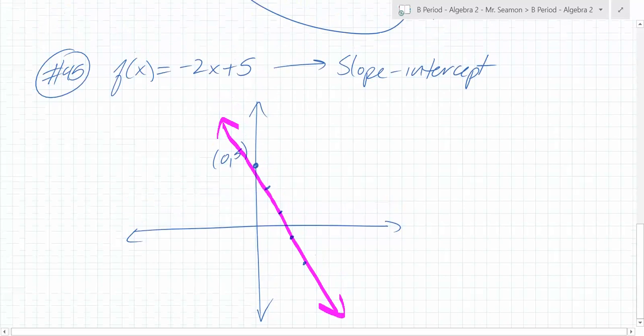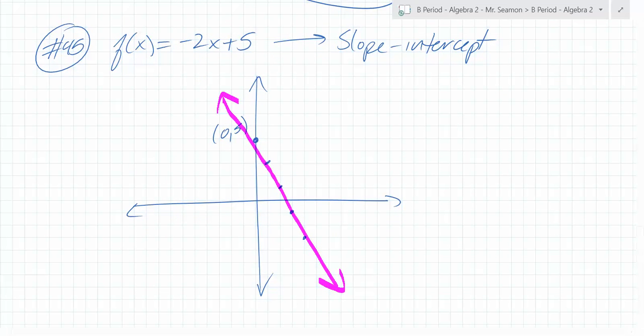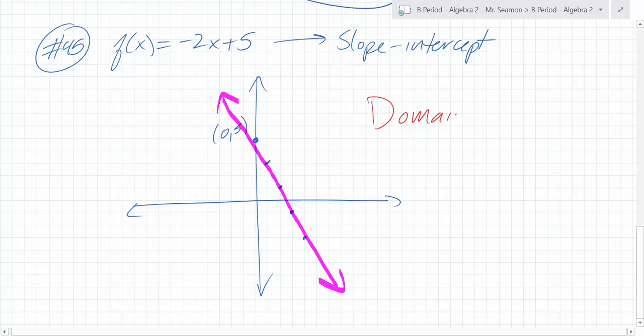The question is, what's the domain and what's the range? Who thinks they know what the domain is on this? Over to the right? Was that you, Calvin? Yeah. What is it? What's another way to say that? Yes, this is correct. If you wrote that, that would be fine. What's another way to say that?